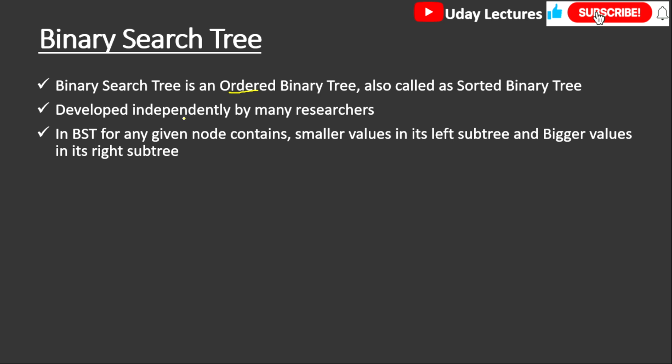And in a binary search tree, any given node contains all the smaller values in its left subtree. And if you take the right subtree, it will have all the bigger values for any given node. Let us look into the binary search tree and try to understand why it is an ordered binary tree.